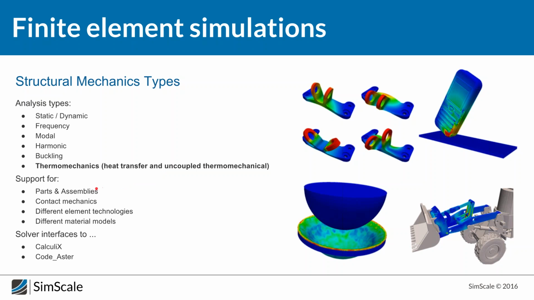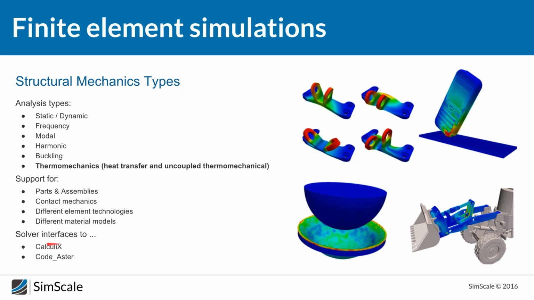Okay. Then the things which we support are parts and assemblies. So you can simulate all of the big assemblies. You can define the contacts between them, all the physical contacts, or maybe the bonded contact between them. Different element technologies are available. Different material models are available with us, for example, the hyperelastic material and also the plastic material.